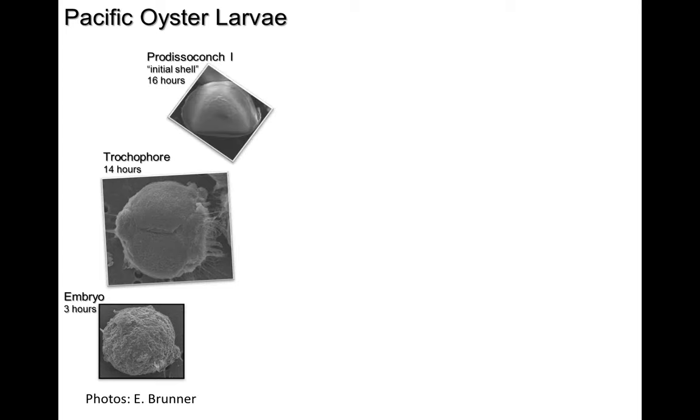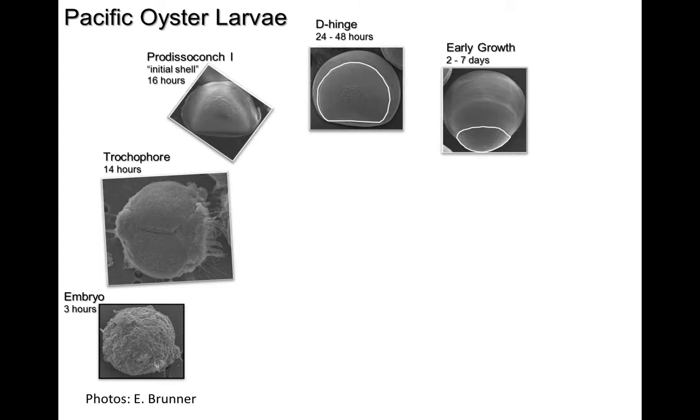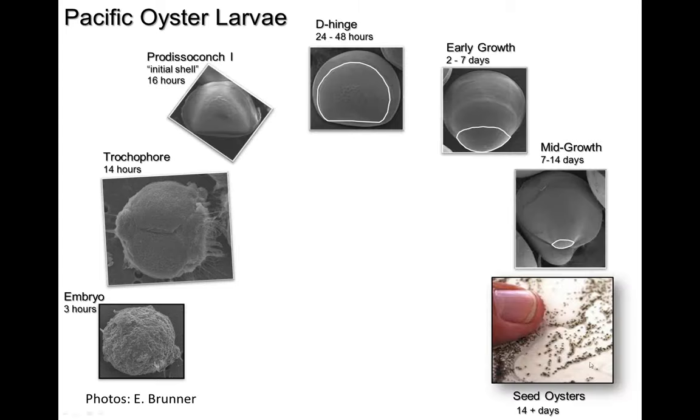Okay, so here I'm going to show you some pictures. These are scanning electron micrographs that my grad student Elizabeth Bruner, who just recently finished her master's degree here, took. And these are images throughout the early life, at 3 hours, 14 hours, 16 hours, 24, and as they get larger, until finally, for the aquaculture industry here, what they sell are seed, which is usually 14 to 21 days. And again, as I pointed out earlier, you'll see that it's a very rapid transition when they build this first part of the shell formed here.